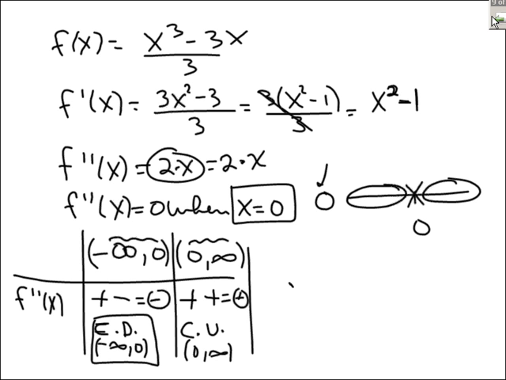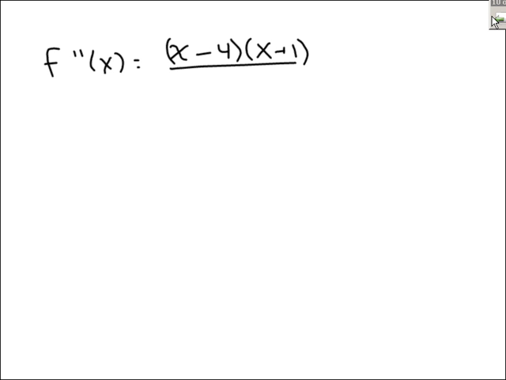Okay, so what I'm going to do is I'm going to give you the second derivative. You would get that if you have the original function, if you have f of x, and you take the first derivative, that gives you f prime of x, then you take the derivative of that, that gives you f double prime of x. And I'm telling you that f double prime of x, in factored form, happens to be x minus 4, x plus 1, over x minus 2.